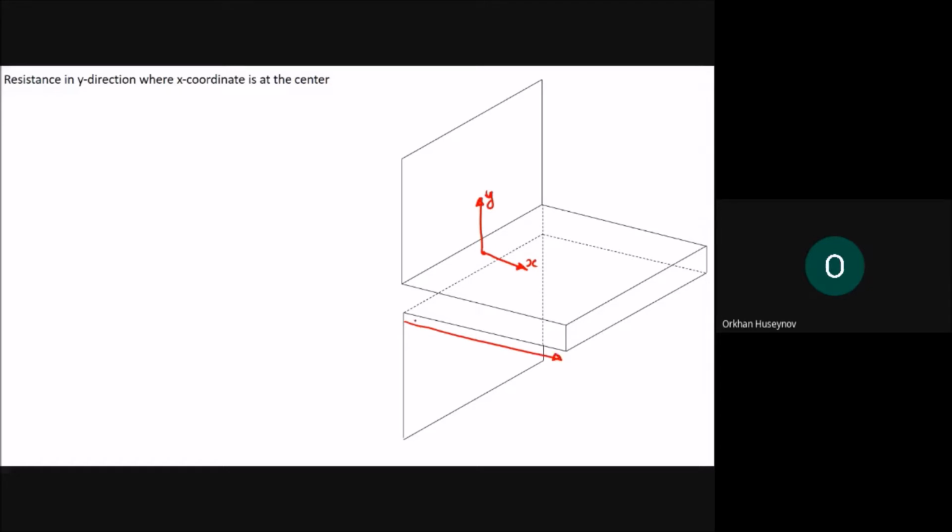This dimension will be L, and you will have one more dimension here. This will be the W, and you have the thickness of the fin here. Okay, and we are starting from the center. You can see that the x coordinate is at the center, and for this fin, you will have the center here. So the fin material here is solid.